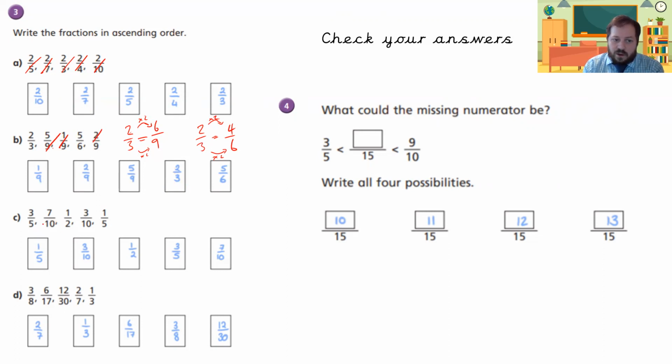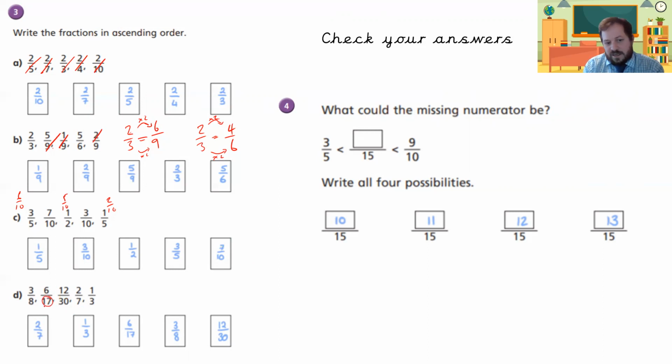Here, our common denominator is going to be 10, to put them all in terms of tenths. 3/5 times it by 2 would be 6/10. Got 7/10 there. A half timesing it by 5 would be 5/10. Got 3/10. This is 1/5, which is 2/10 because of timesing by 2. Then you know you've got 1/5, which is 2/10, then 3/10, then 5/10, which is a half, then 6/10, which is 3/5, then 7/10.